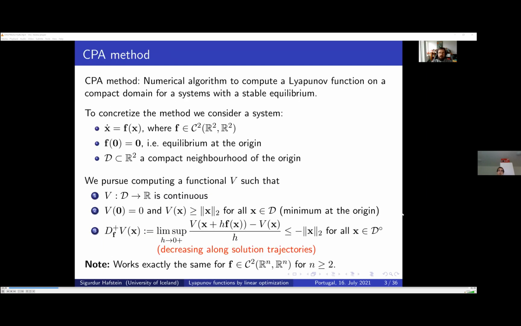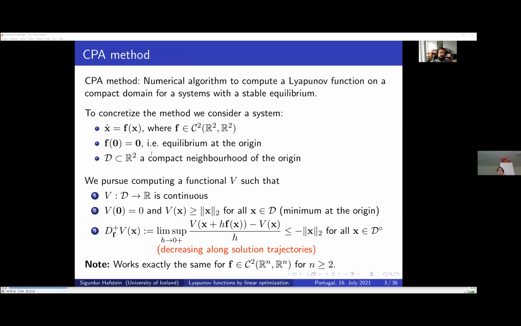The CPA method, where CPA stands for continuous and piecewise affine, is a numerical algorithm to compute a Lyapunov function on a compact domain for a system with a stable equilibrium, or an asymptotically stable equilibrium. And I want to describe the method in quite some detail. So we'll just concentrate on the simplest non-trivial example, here in the plane, R2. But it works exactly the same in n dimensions. I always mention that when I'm describing it in 2 dimensions.